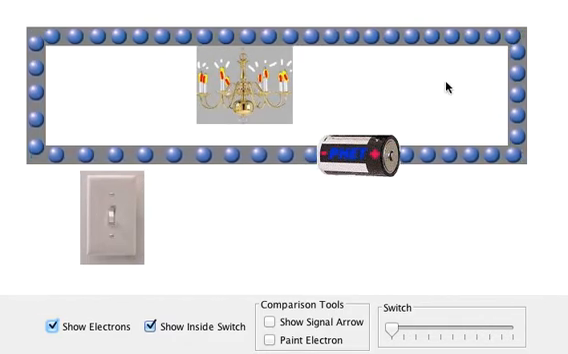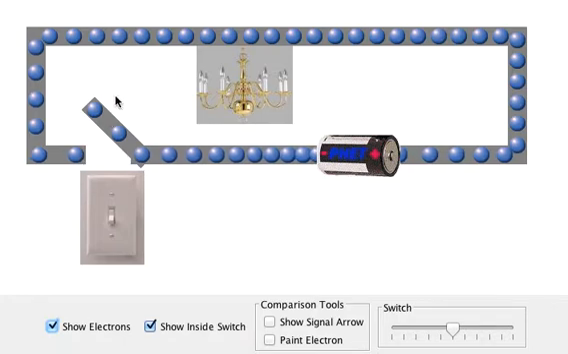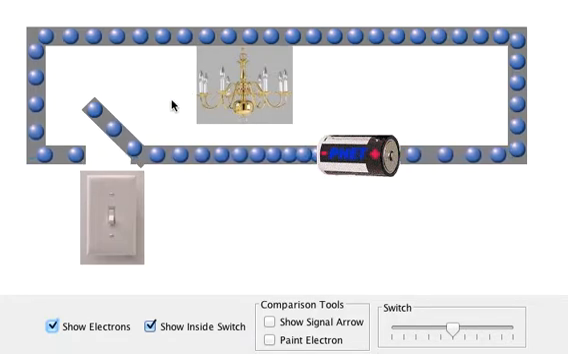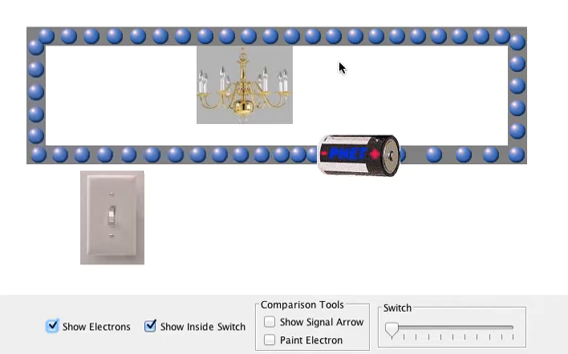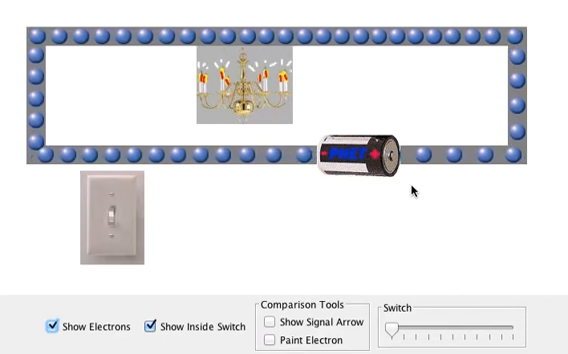I can, of course, make the current stop if I open the switch. This helps us to see that a switch is merely a place that opens or closes a circuit. A switch turns lights on or off by simply creating a gap in the circuit. Like I said, the electrons are already in the wires, and they're simply recycled around the circuit. No electrons are added, no electrons are lost.